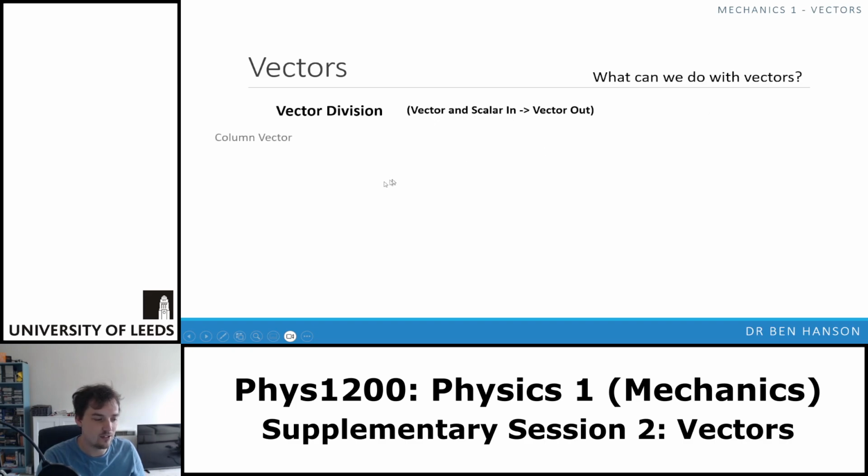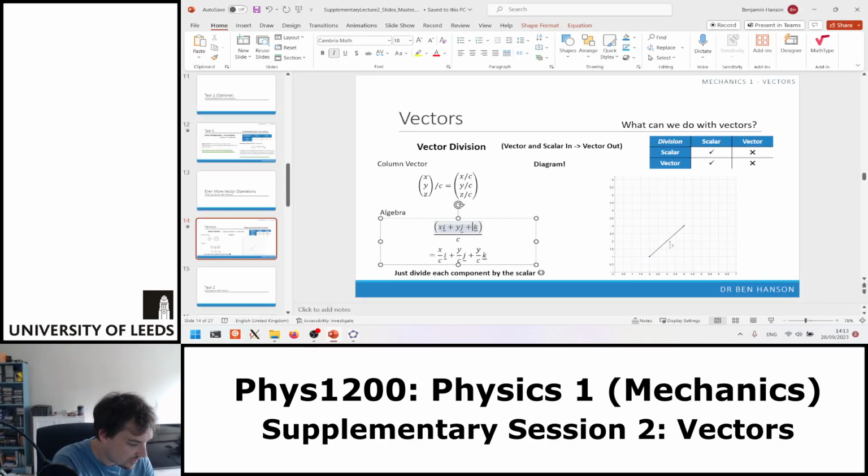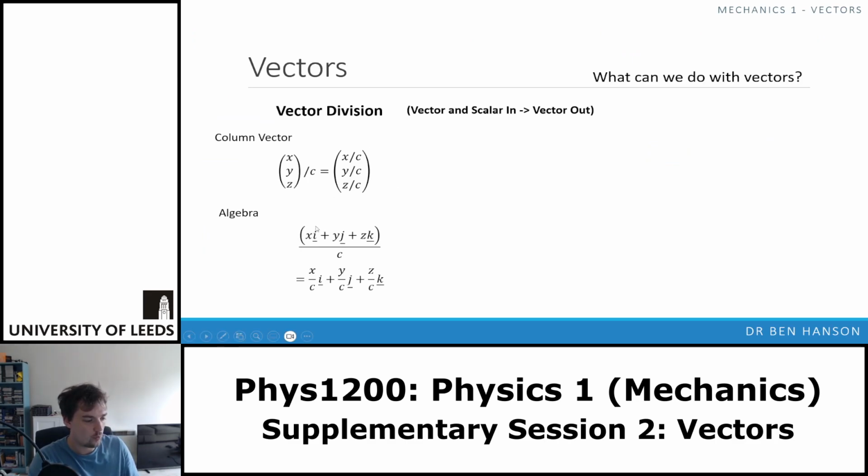Vector and scalar in, vector out. If I've got a column vector x, y, z, and I divide it by c, it's just x divided by c, y divided by c, z divided by c. So vector division by a scalar is exactly the same as vector multiplication by a scalar, right? It's just the inverse operation, so it has all the same rules. The algebra form of that is xi plus yj plus zk, all divided by c. Typos all over the place here. So you just divide all the components by c as well.